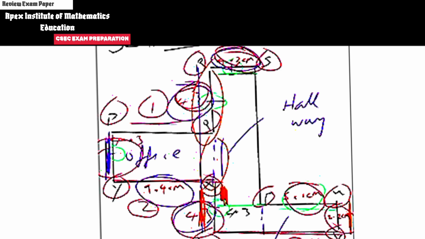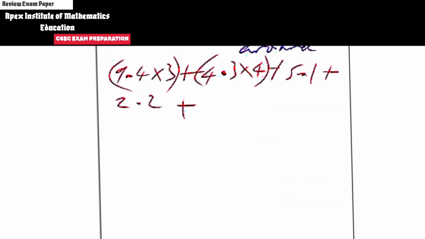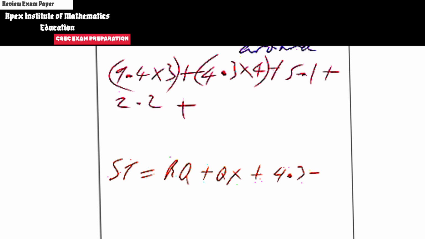But let's put some words together first. We know that ST is going to be equal to RQ plus QX plus a little portion there. So RQ plus QX. So ST, let's put it down here. ST is equal to RQ plus QX plus that little piece that we said is actually 4.3 minus 2.2. So this is information that you generally would keep in your mind, guys. So that little half a piece that we had discussed earlier, that's that point.